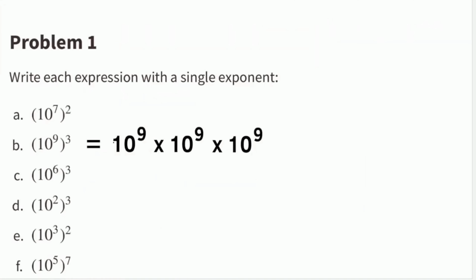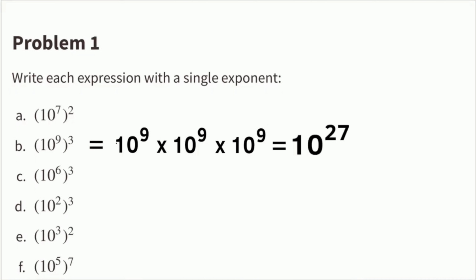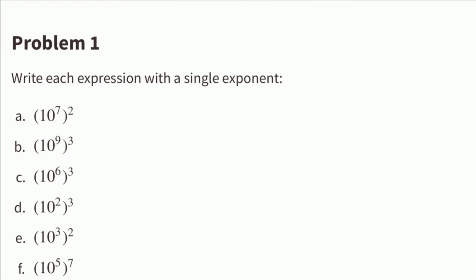That means 10 to the 9th times 10 to the 9th times 10 to the 9th. Exponent 9 plus exponent 9 plus exponent 9 equals exponent 27. 10 to the 9th power all cubed equals 10 to the power of 27. C. 10 to the 6th power all cubed.